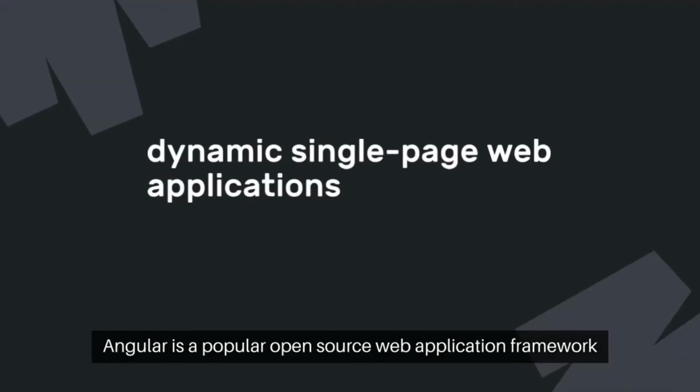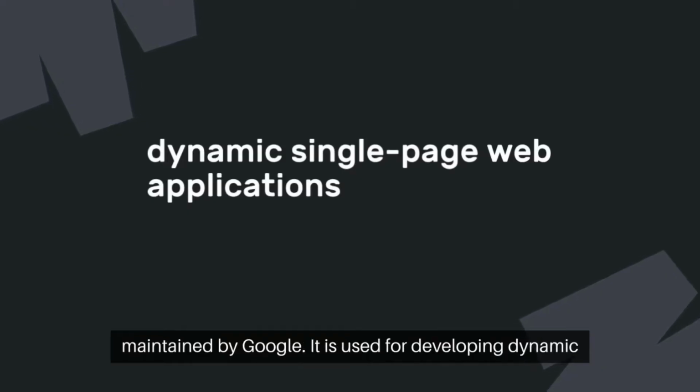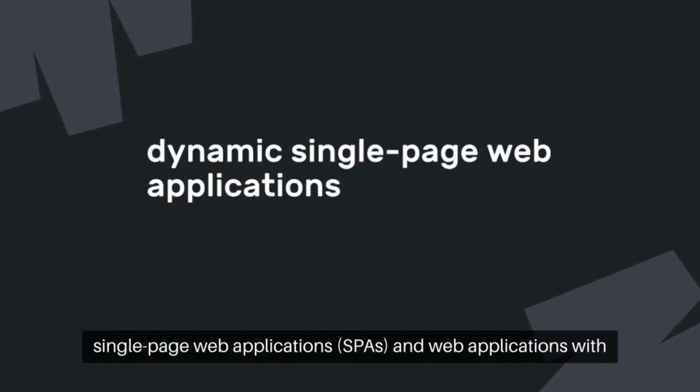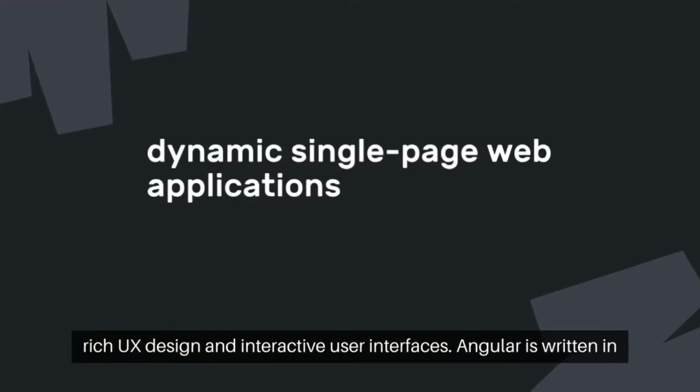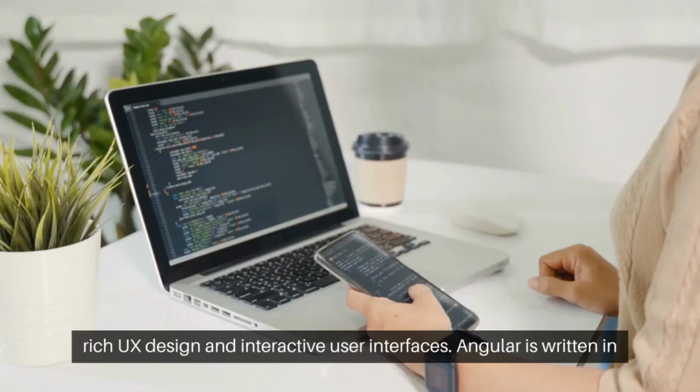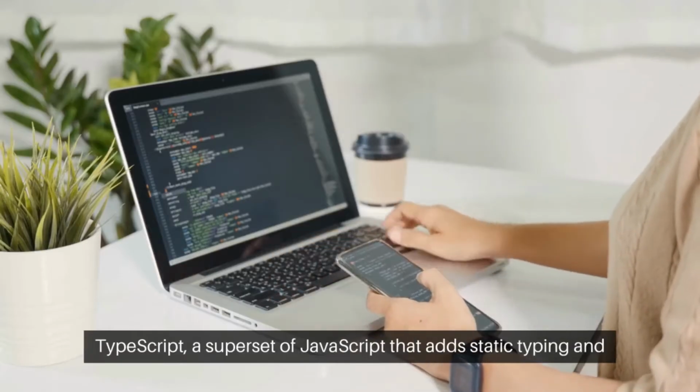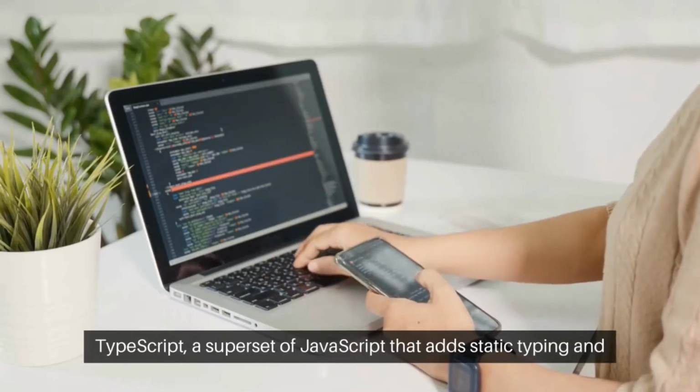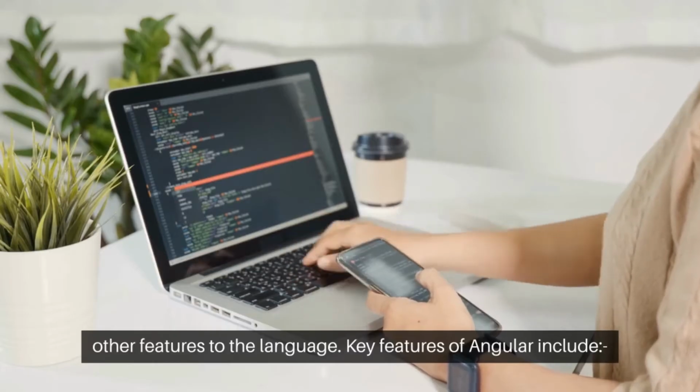What is Angular? Angular is a popular open-source web application framework maintained by Google. It is used for developing dynamic single-page web applications (SPAs) and web applications with rich UX design and interactive user interfaces. Angular is written in TypeScript, a superset of JavaScript that adds static typing and other features to the language.